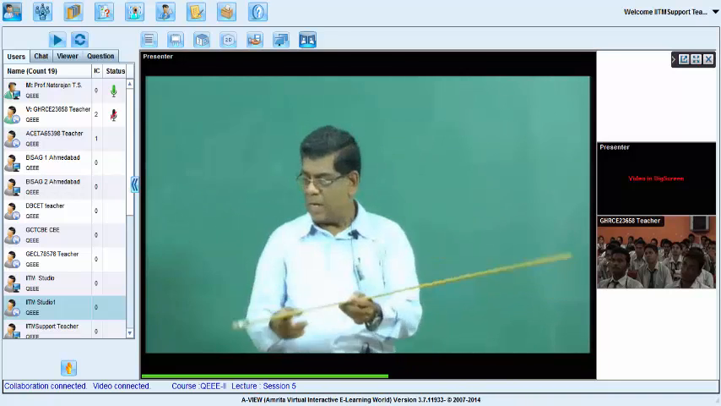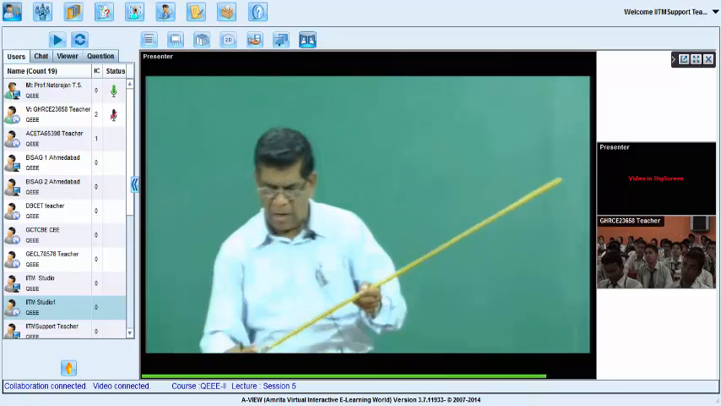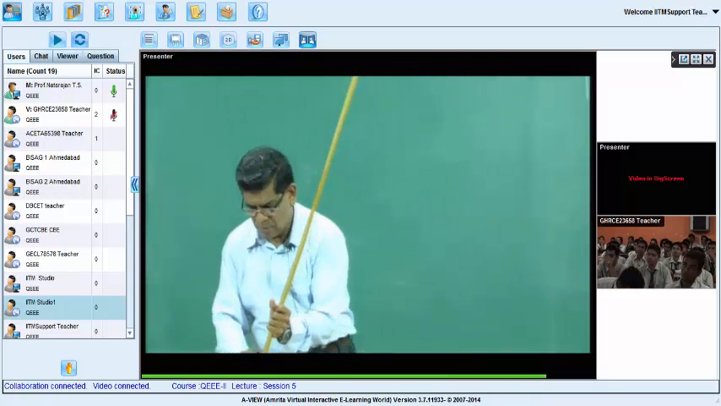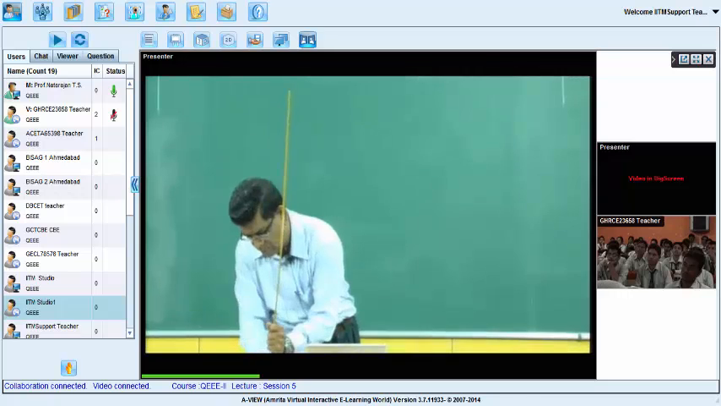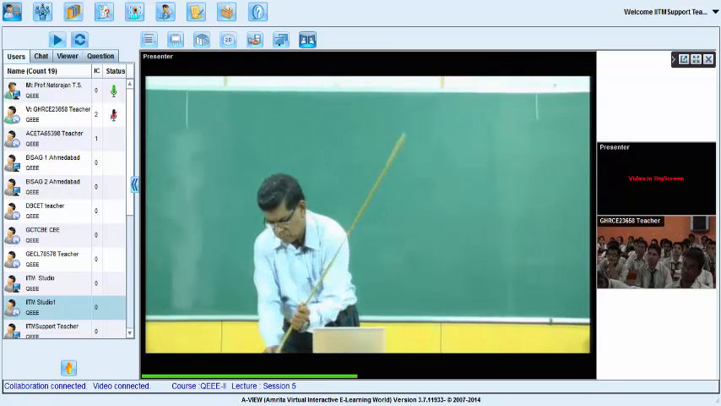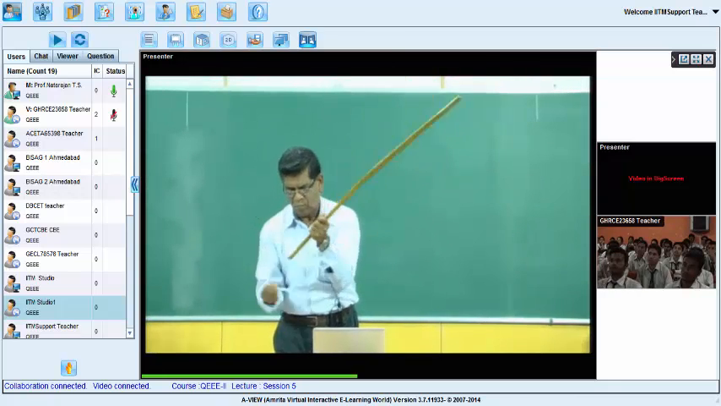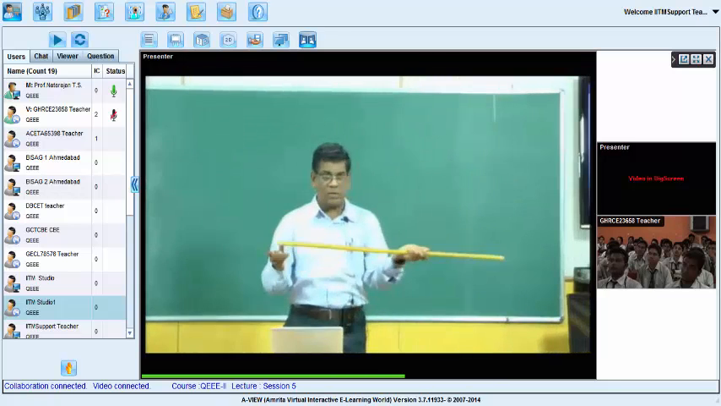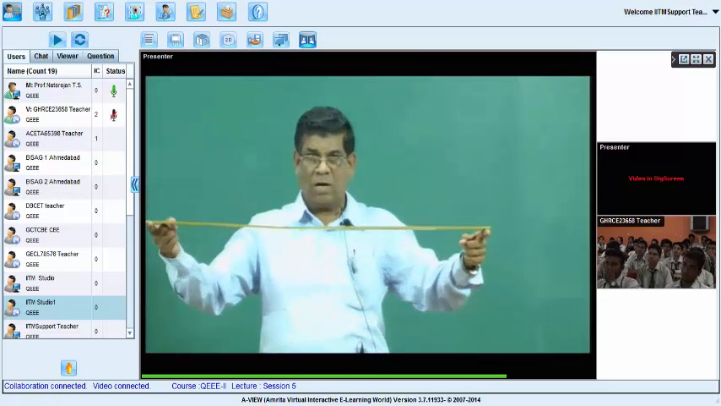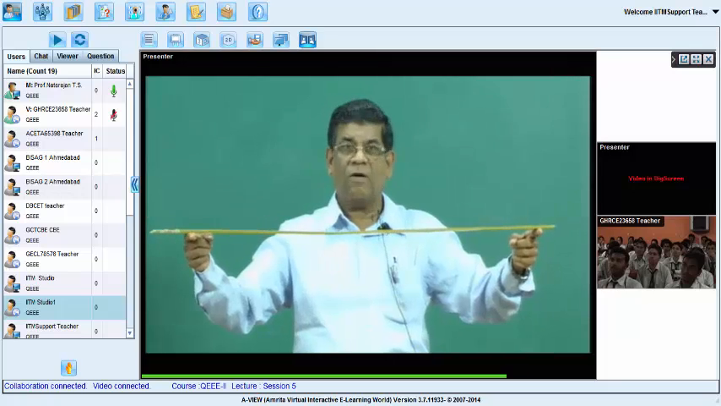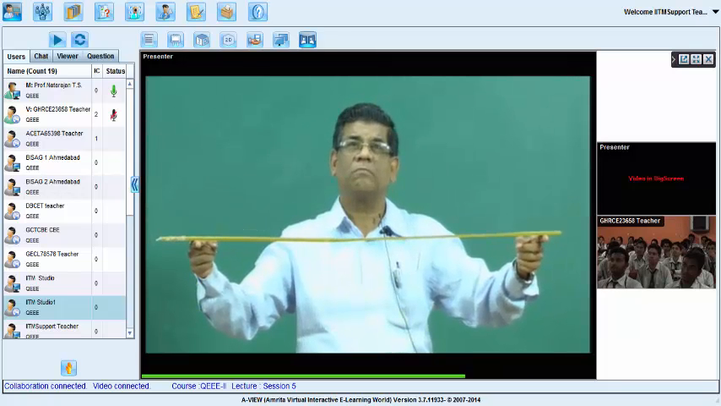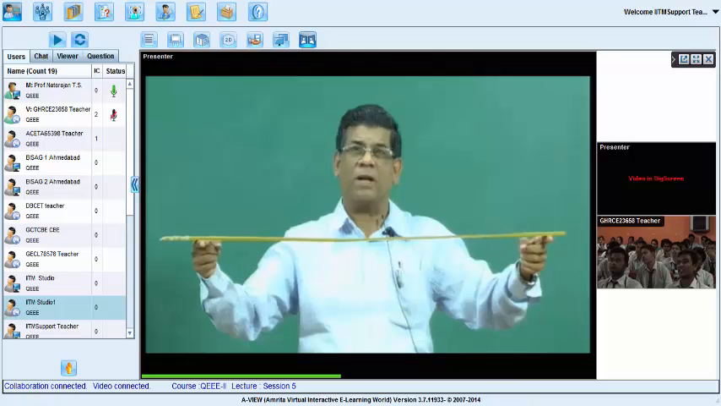Okay? Now what do I do? I will remove this. So I removed the mass. So there is no mass now. Now I will do the same experiment. Where do you think I will end up? Right at the middle, right?